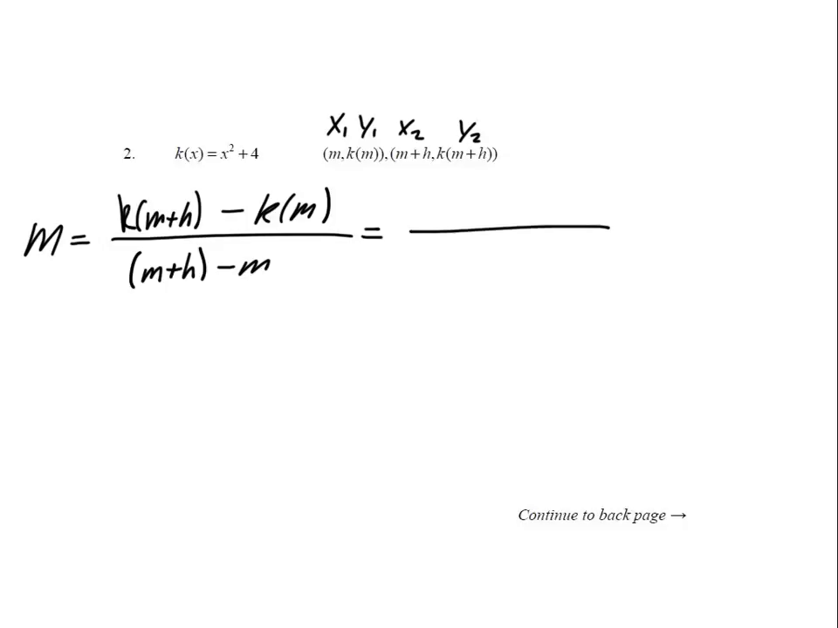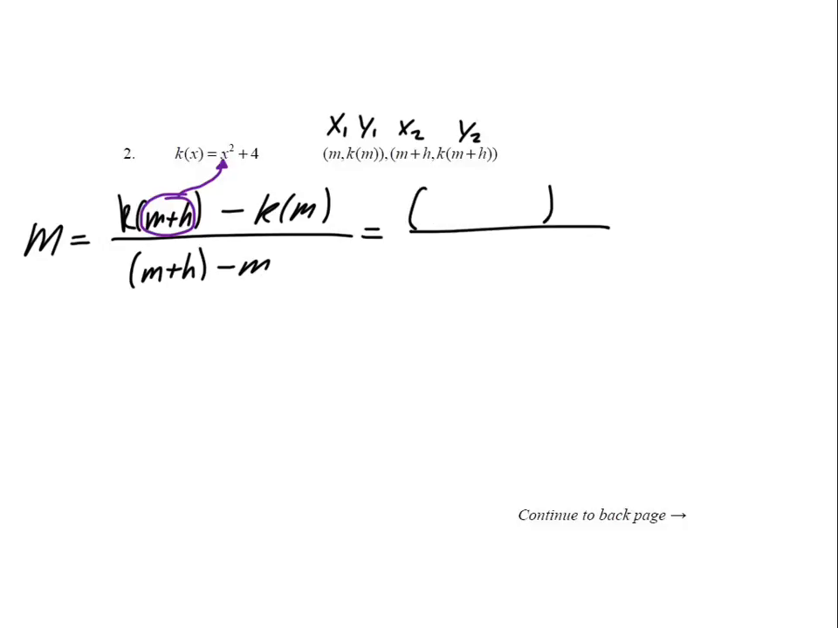Okay, so moving forward, k of m plus h, what does that mean to do? Well, that's a function, right? Function notation means you need to provide an input. Let's input something into the function. So that thing we're inputting here is m plus h. That's going to go in for our x in this x squared plus 4. So I'm going to write it with parentheses here.